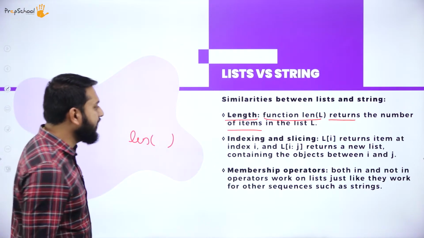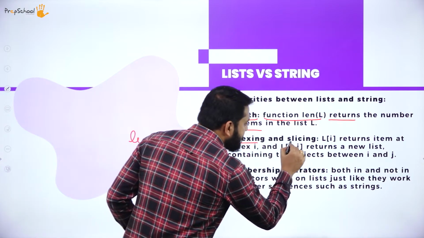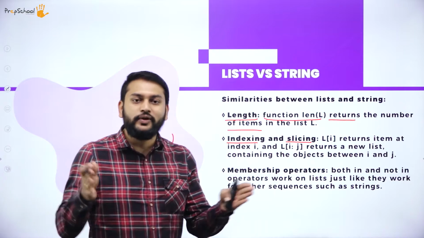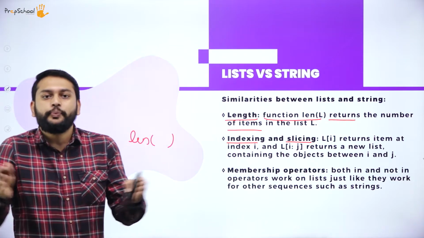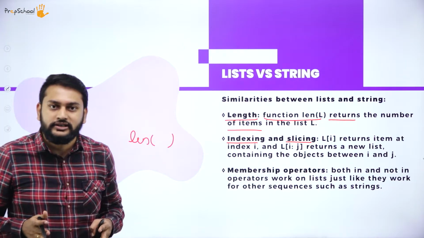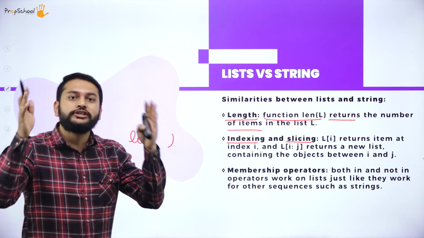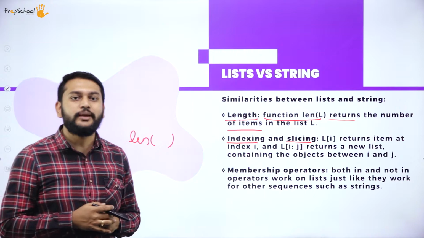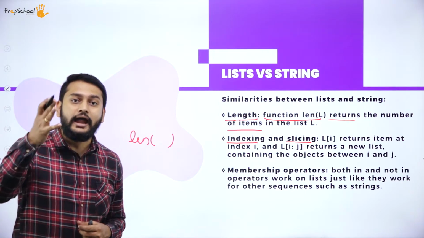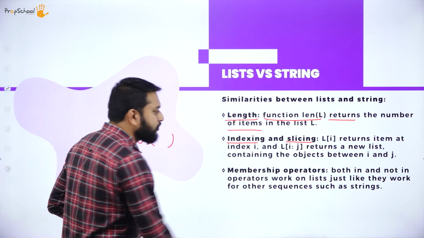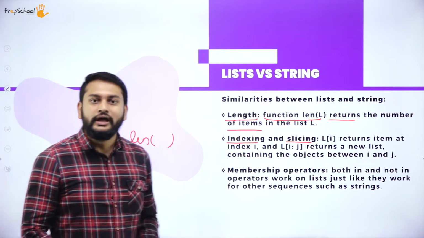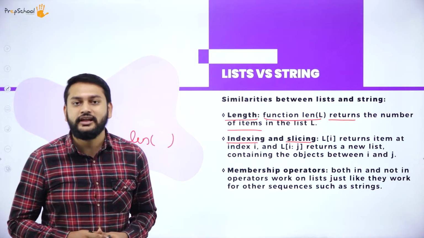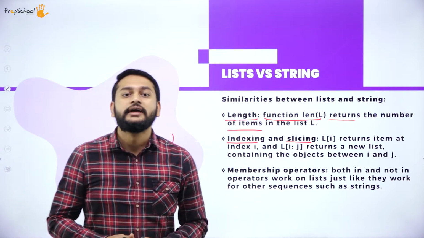What is the next one that we have? Indexing and slicing. Slicing, all of you know, we are dividing the string into two or more sub parts. We can also do the same operation on the list. And indexing also remains the same as what we have done for the string; it remains the same for the list.